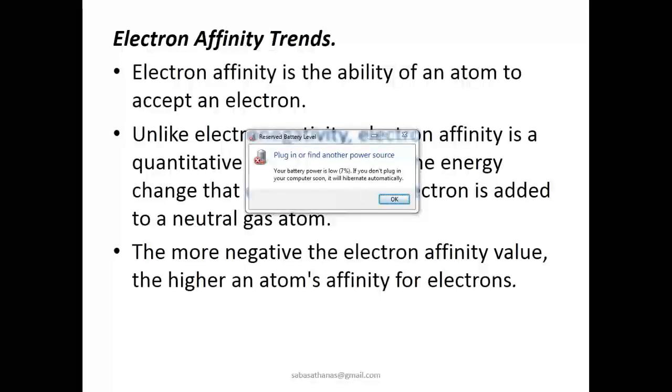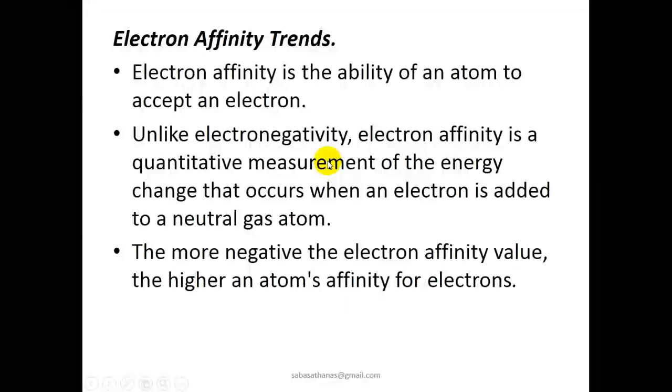Unlike electronegativity, and thus electron affinity is a quantitative measurement of the energy change that occurs when an electron is added to a neutral gas atom. The more negative the electron affinity value, the higher the atom's affinity for electrons. Unlike electronegativity, electron affinity is a quantitative measurement of an energy change. Kwa maana yenyewe inatoka katika kumeasure energy change. That is so called electron affinity.